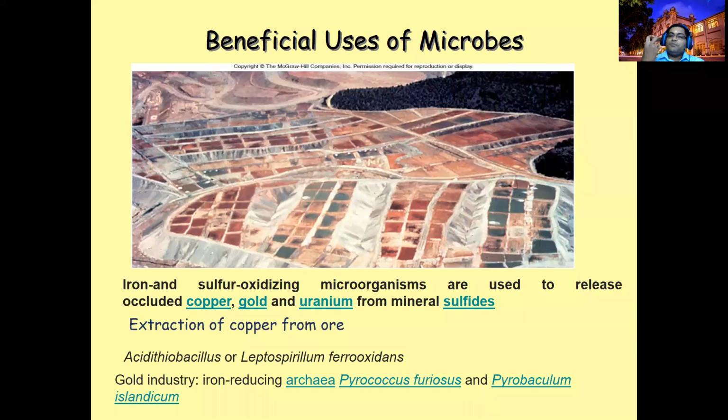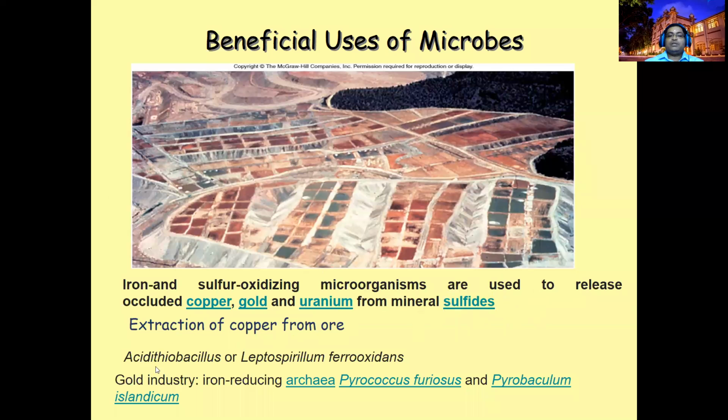Copper particles are there in the pure. Sulfur particles are there in the pure, not pure. The old particles are not in pure. But we need this in the minerals. So if you want to get that copper and gold and uranium from the mineral sulfide, those are also copper sulfide, gold sulfide, and uranium sulfides. We need certain microorganisms to make that happen.